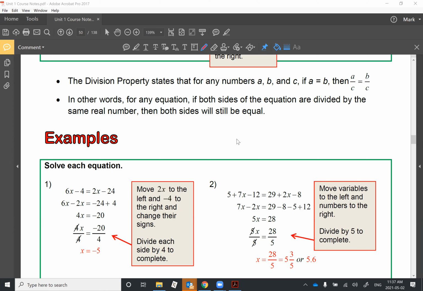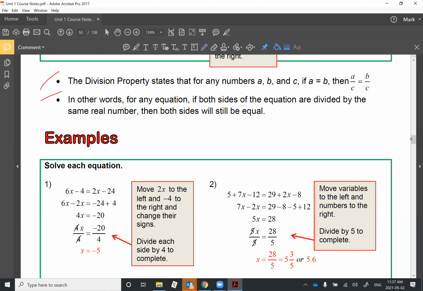So there's one little other property we need to talk about before we can solve these effectively, and it's the division property. And really the idea of this is when you move a number or a coefficient across an equal sign, it becomes the opposite. So in this example, well, let me read this first. The division property states that for any number, it could be A, B, C, D, doesn't matter.